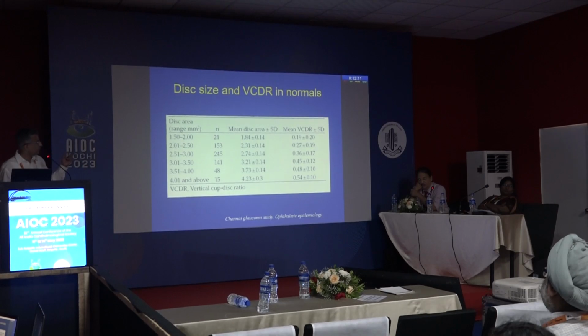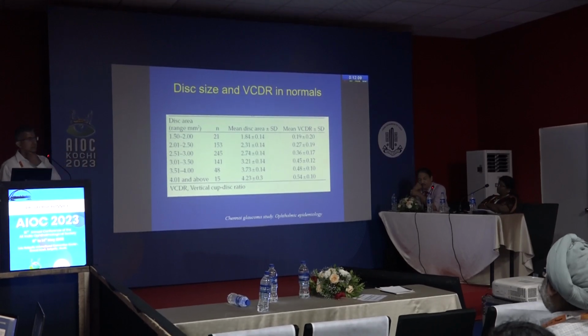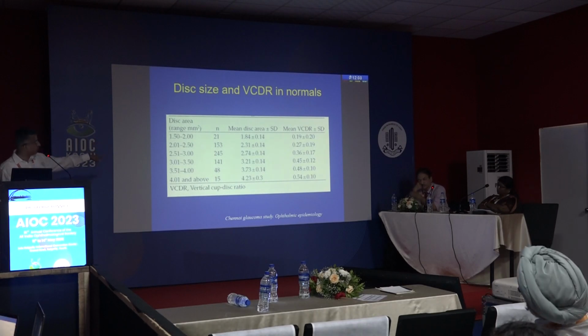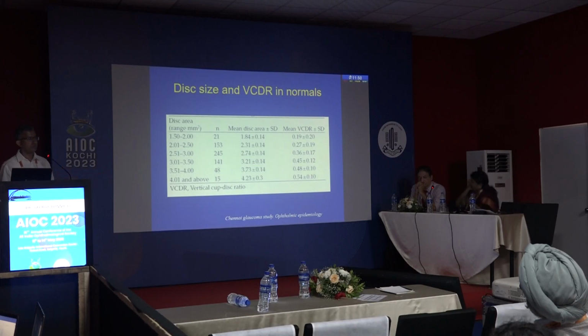When we looked at our own data from the Chennai glaucoma study, this is the range of optic disc sizes by planimetry. You can see that most of the discs are in the middle range, 2.5 to 3 to 3.5. The mean disc areas range from 1.84 to 4.23. That is, the disc area more than doubles. And the mean vertical cup to disc ratio ranges from 0.2 to 0.54 in normal people. So your cup to disc ratio is very much dependent on your disc size, and that's why it's important that you look at disc areas.